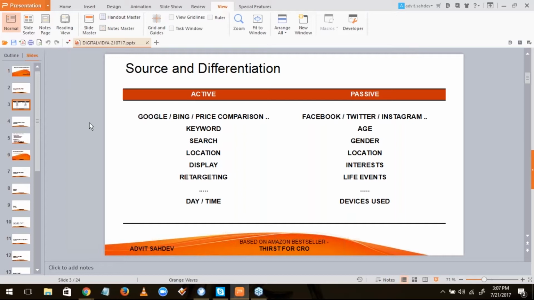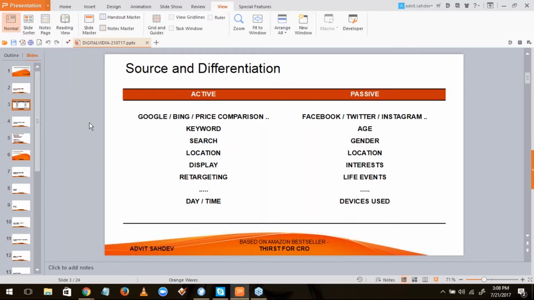Display targeting is another way by which an active source can be targeted. So is retargeting. If anyone comes to the site and leaves without doing anything, they can again be targeted that way. Day and time are other segments by which that particular source can be targeted.